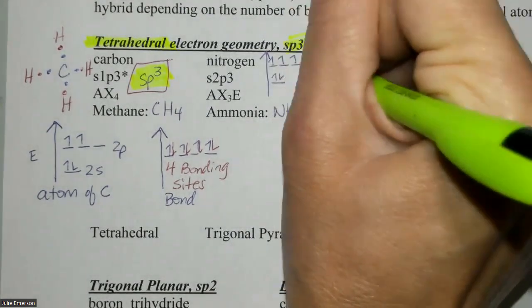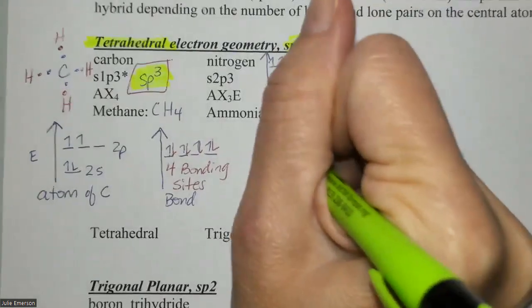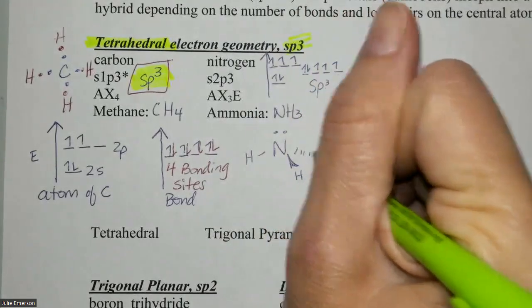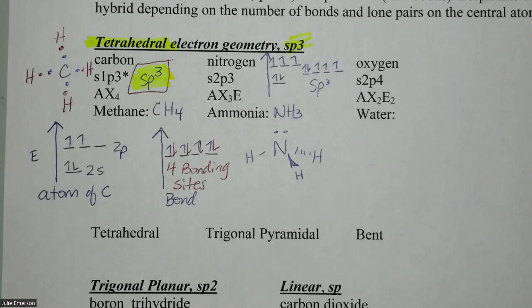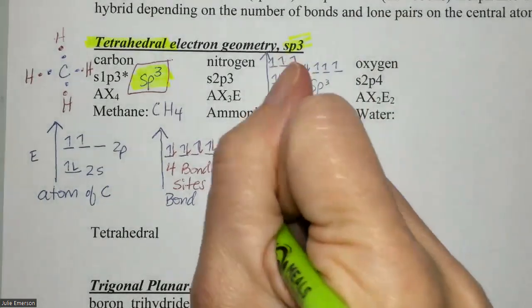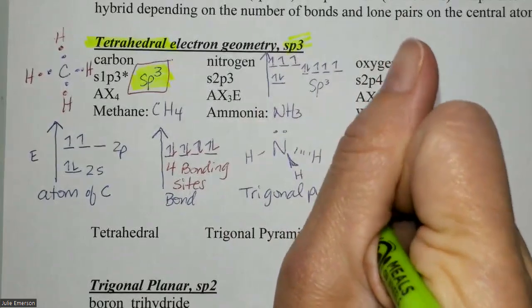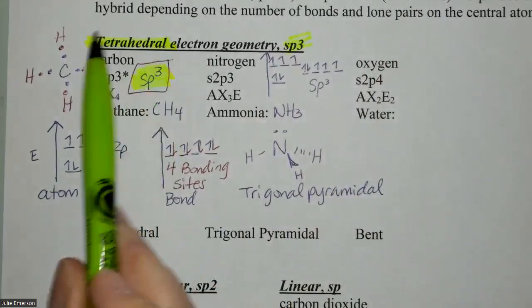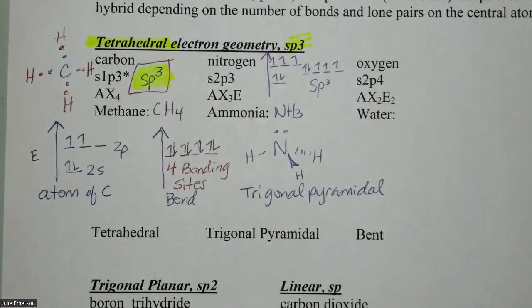You need the lone pair, and then you need the 3 bonding sites. So nitrogen, lone pair, hydrogen, hydrogen, hydrogen, right? And we said it's trigonal pyramidal, right? Not planar, because that lone pair is pushing those hydrogens down. So this is trigonal pyramidal for the molecular shape, but the electron group geometry would still be tetrahedral. So because it's tetrahedral, it's still sp3.